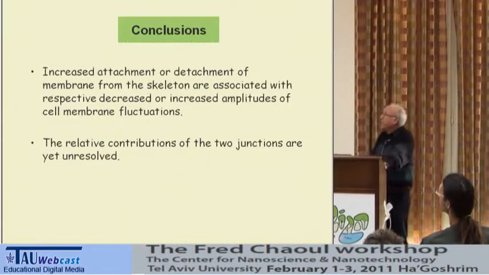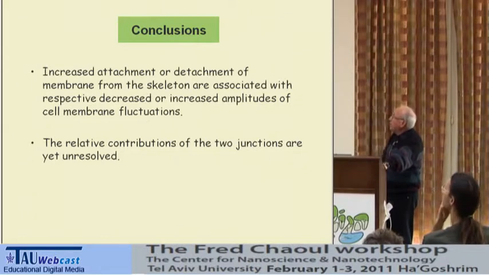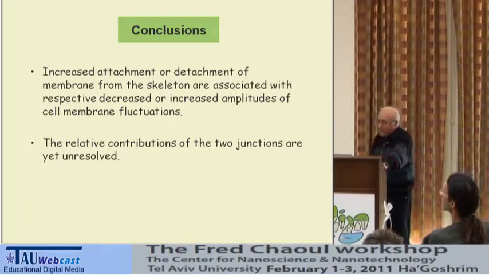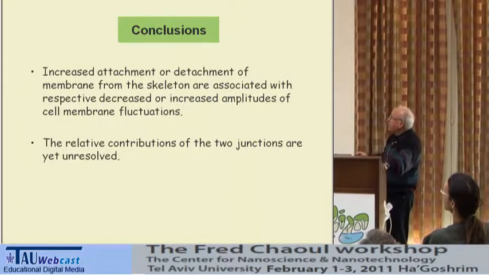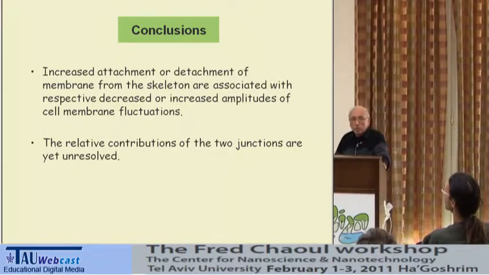Conclusions. Increased or decreased attachment of the membrane to the cytoskeleton is associated with decreased or increased amplitude of cell membrane fluctuation. It is yet to be determined. This is not a simple mechanical model. We do have indication that the two junctions contribute in opposite ways to the fluctuation, but the role has yet to be determined.